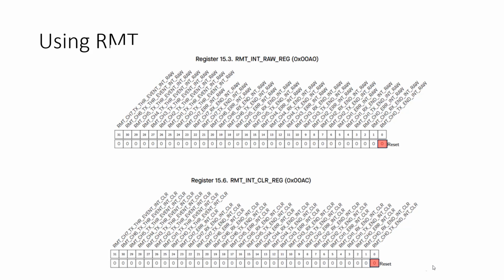And then you have to clear it by setting bit 0 in the clear reg. Why you can't just write to this reg to clear it, I don't get it. Obviously this one's read only and this one's write only, but it could have just made one register that was read write. But anyway, there's two different registers. One is how you check to see if it's done, and the other one is how you clear the done status after the software acknowledges that it's done.